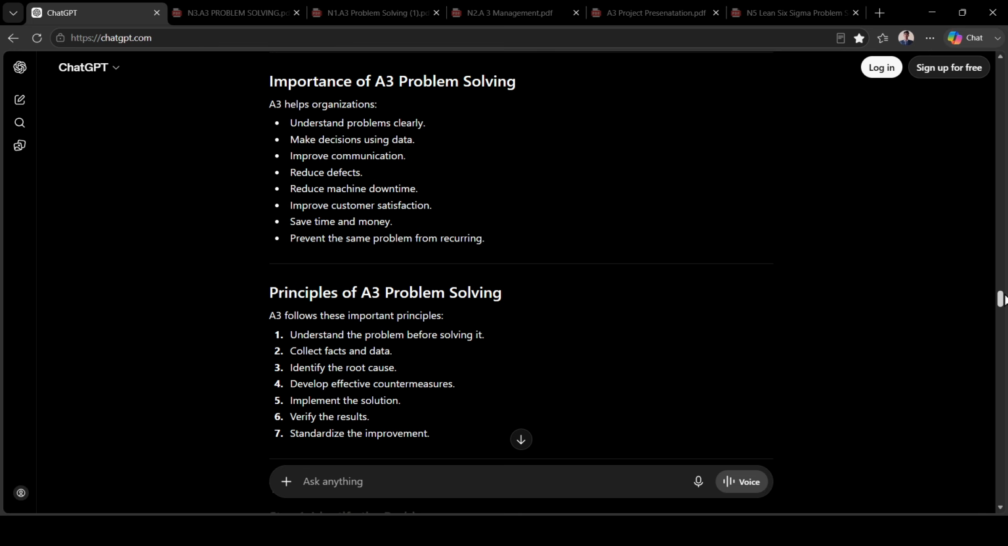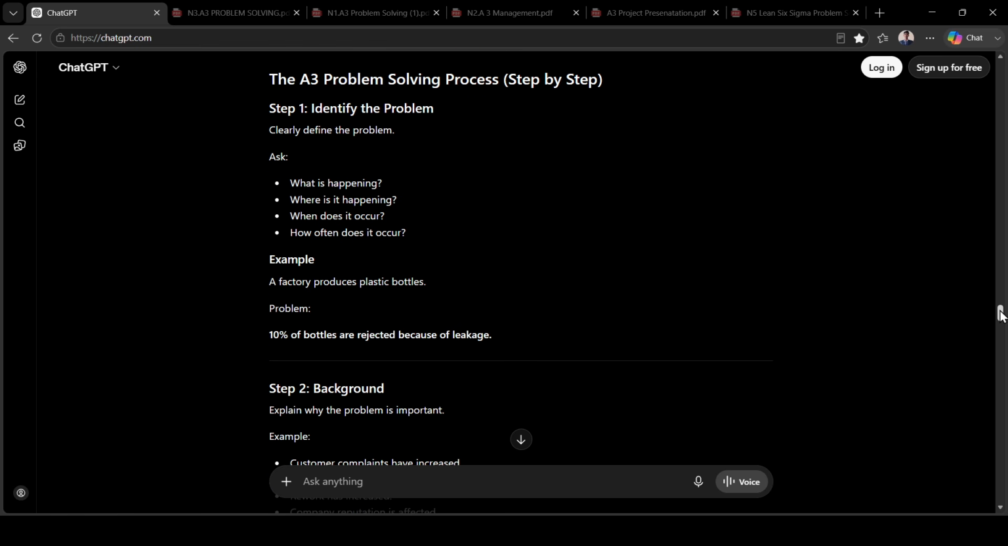So the principles of A3 problem solving. A3 follows these important principles: understand the problem before solving it, collect facts and data, identify the root cause, develop effective countermeasures, implement the solution, verify the results, standardize the improvement. Now the A3 problem solving process step by step. My first step is to identify the problem. Clearly define the problem. Ask what is the problem, what is happening, where is it happening, when does it occur, how often does it occur.